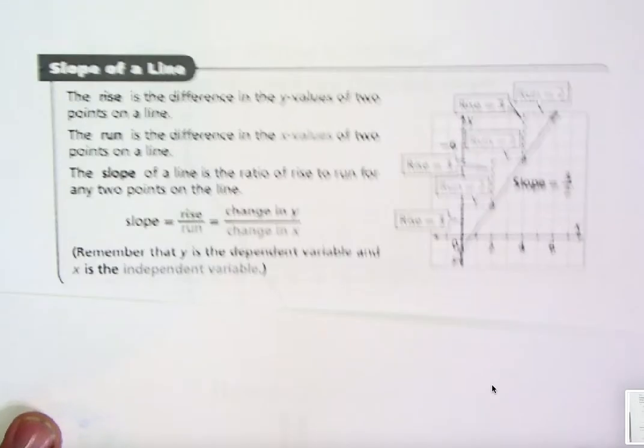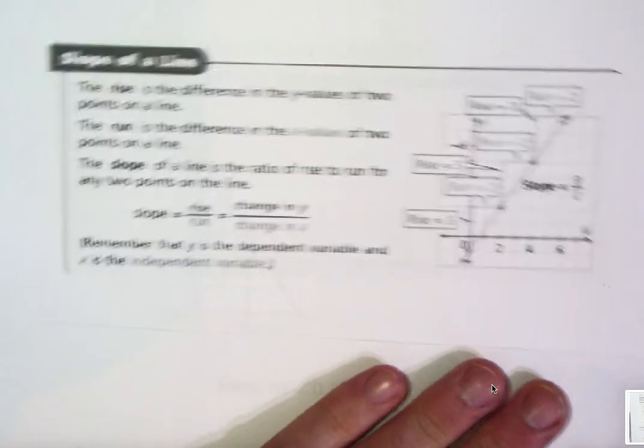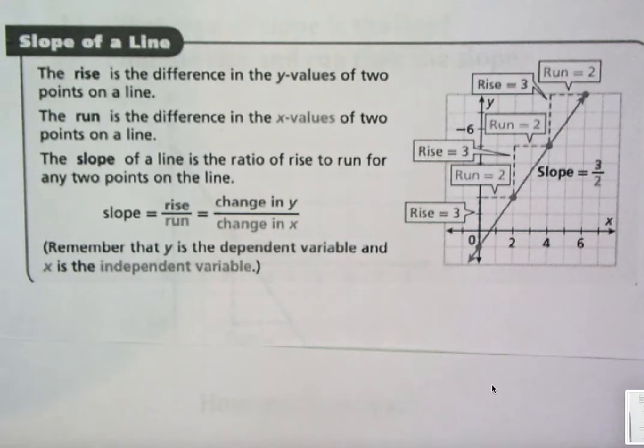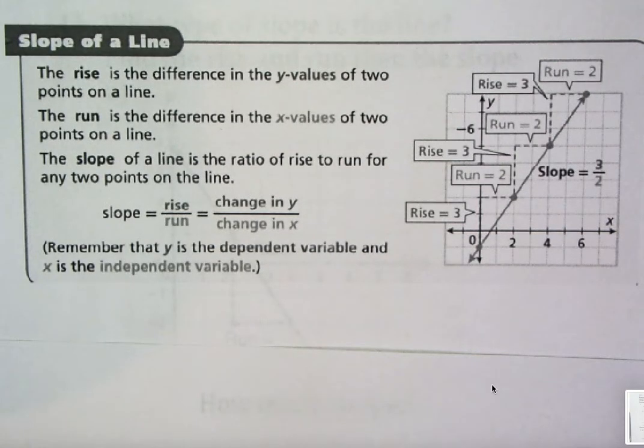Okay. This comes from the book. I love it. I think it's a good representation. Go ahead and read it to yourself. Pause me. I'm not going to read it to you. You read it. Okay?